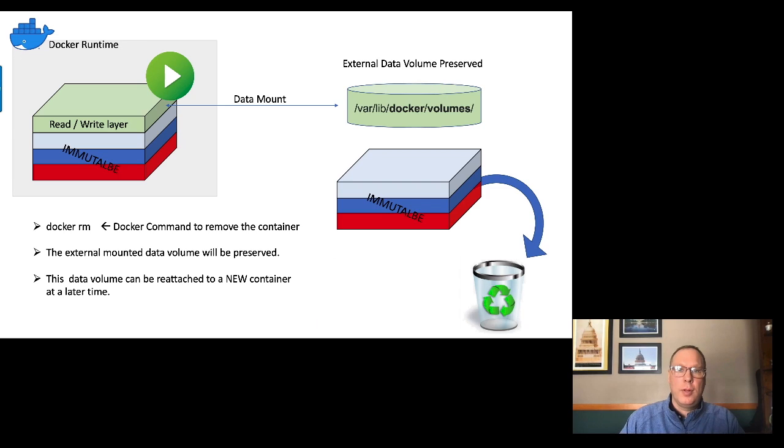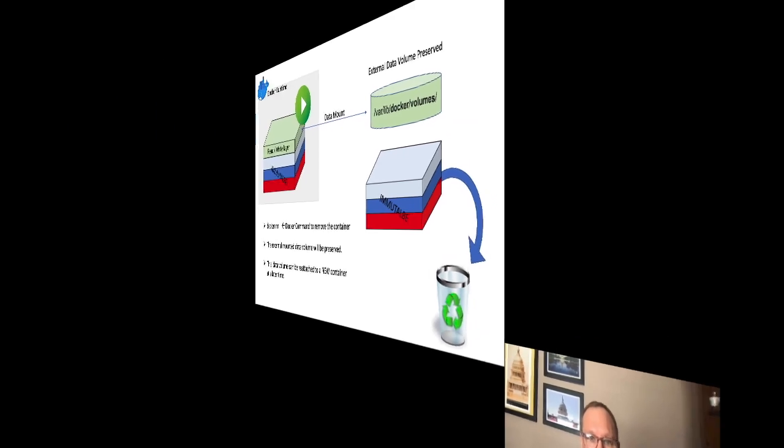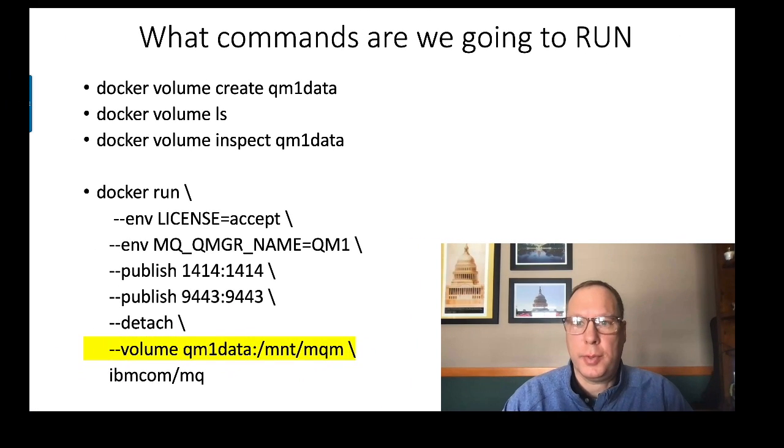Okay? So one of the things that I want to help you understand is this whole process from start to finish. We're going to walk through this step by step in just a few minutes. So what commands are we going to run to make this happen? There's a couple of them. The docker volume create command is going to create the data volume. Then we're going to list volumes to make sure that it's there. And then we'll do a quick inspect of the data volume, and this will show you some details about it. Most importantly, where is it stored on your local machine?